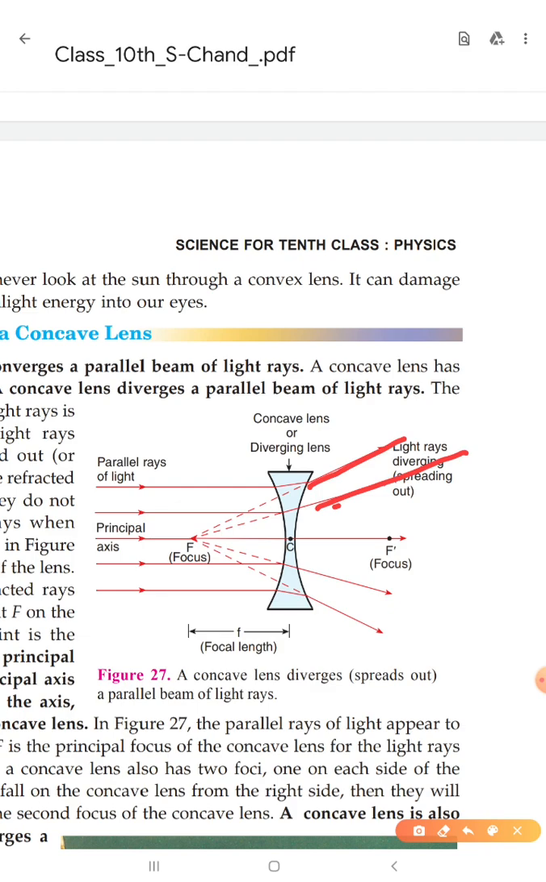Then we will draw the line backward, and the point where these lines cut the principal axis is called the focus. You can see in this diagram, this is the focus, and this focus is virtual, because this is not real. It is not a real intersection of light rays, so such a focus is called a virtual focus.